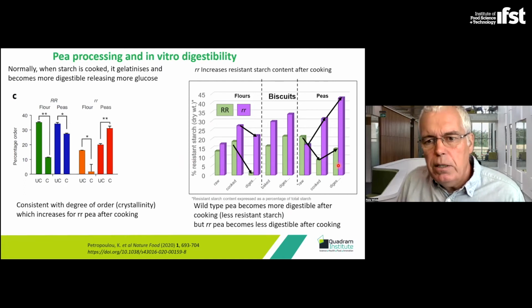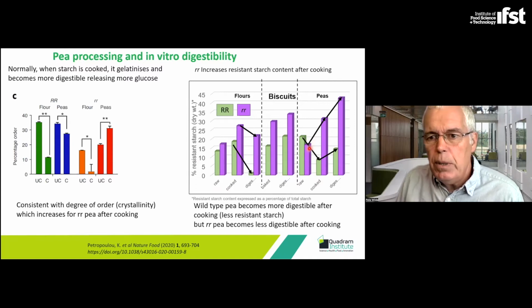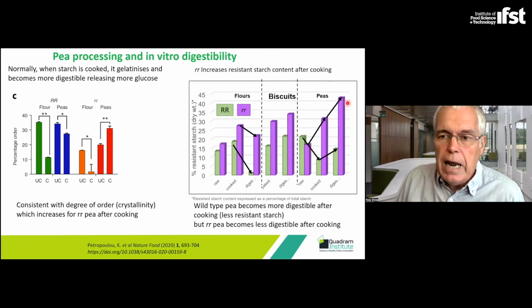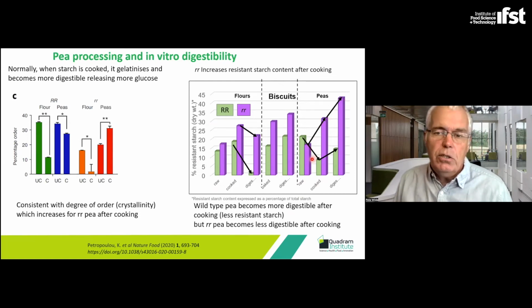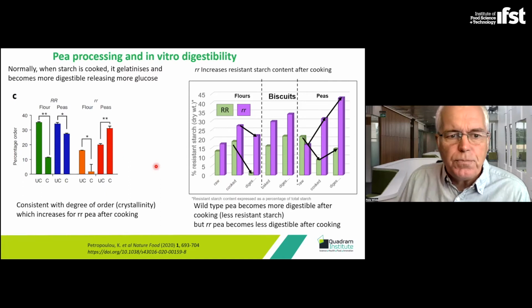It's a bit complicated, this figure, but basically, as you would expect, in the wild type pea, when it's cooked, you reduce the amount of resistant starch. But actually, in the mutant pea, the little r pea, when you cook and digest the peas, the amount of resistant starch actually increases. So this is something to do with the behavior of the starch, but also something to do with the larger structure.